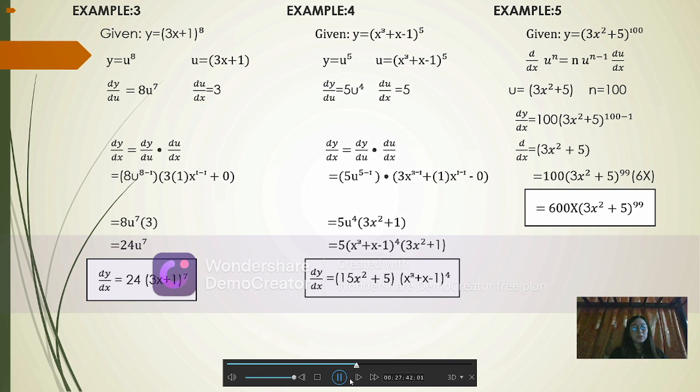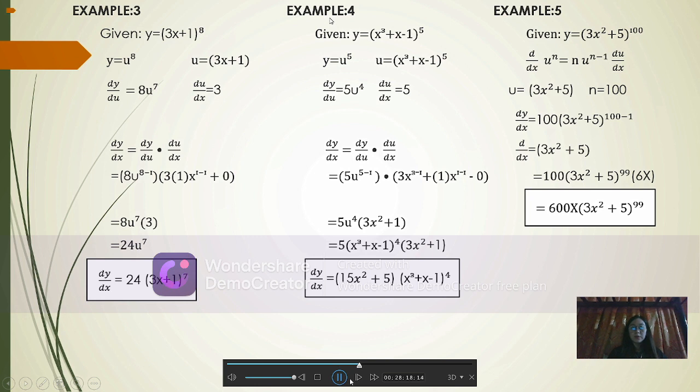So, ito nga yun. And, times naman natin siya yung 8 times 3. Then, magiging 24u to the 7th power. So, dy over dx natin is 24(3x plus 1) to the 7th power yung sagot. Ayan. Lalagyan natin siya ng parenthesis dito para hindi siya gano'n nakakalito. Kasi ita-times natin itong 3 doon sa 8. Kaya magiging 24.